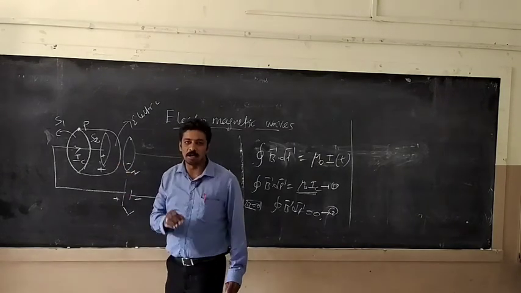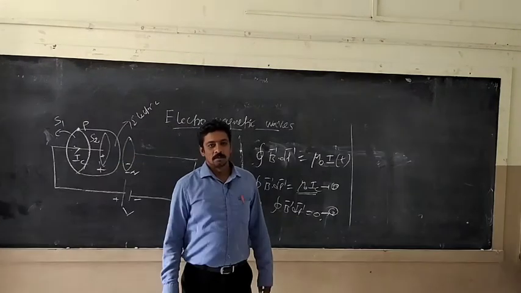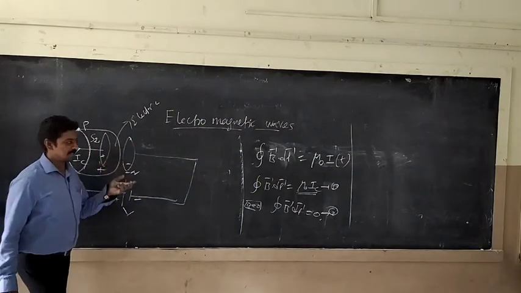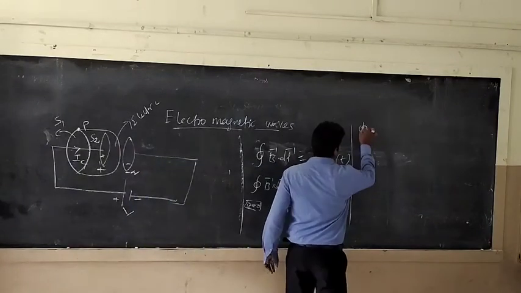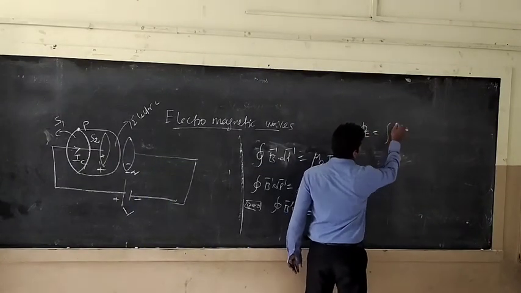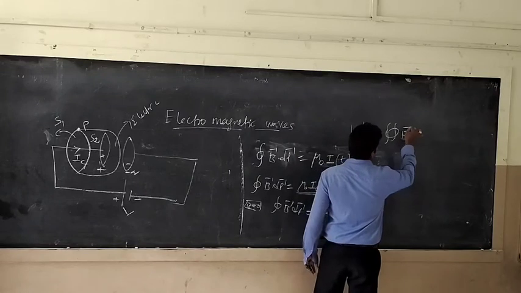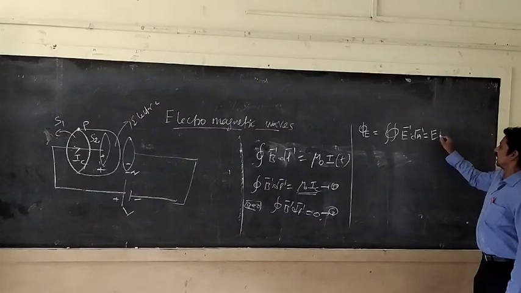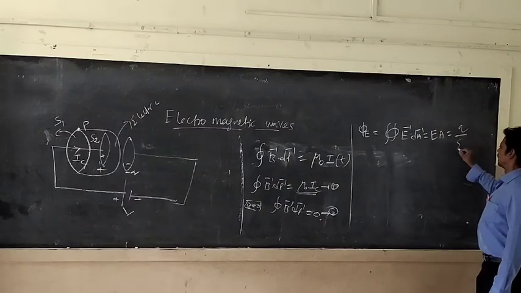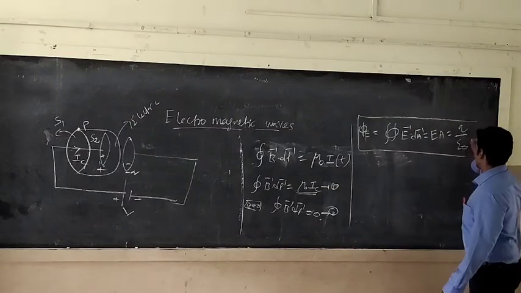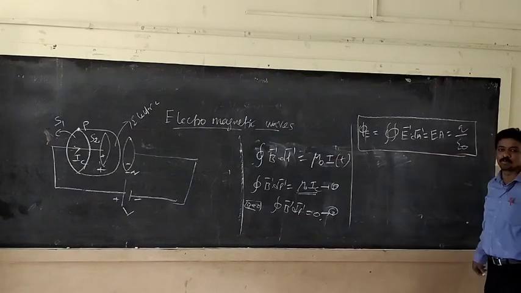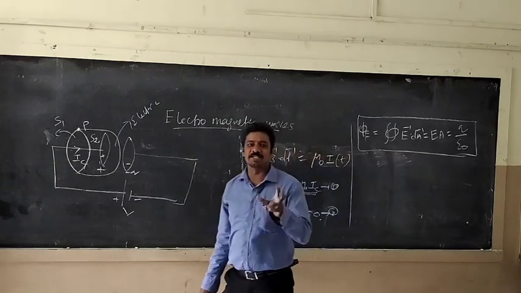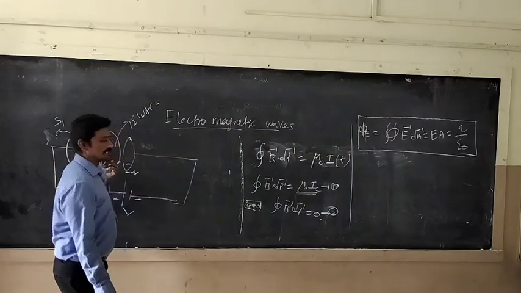That current is called displacement current. According to Gauss law, the electric flux between the two plates of a capacitor, phi E, is equal to the closed integral of E vector into dA vector, which is equal to EA, which is equal to Q by epsilon naught. This is the electric flux between the two plates of a capacitor. What if the electric flux changes between the two plates of a capacitor?